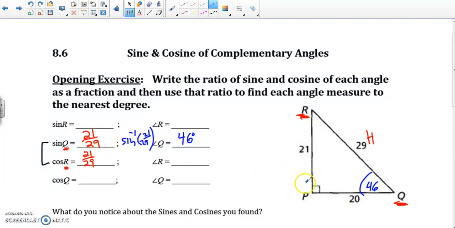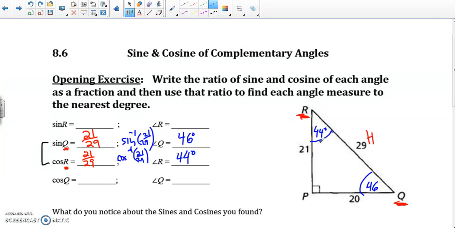Now we can actually use our knowledge of triangles to figure out exactly what angle R is. We can do 180 minus 90 minus 46. We can also find it using our trig function. So we can do inverse cosine of 21 over 29 to find angle R. And that measure actually comes out to be what we would expect it to be, 44 degrees. That's how we get this triangle to add up to 180.